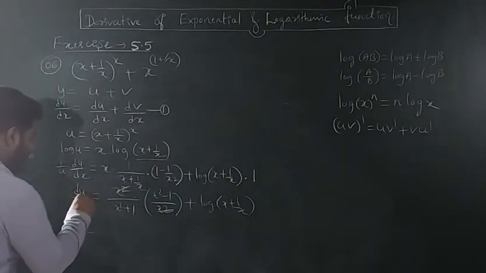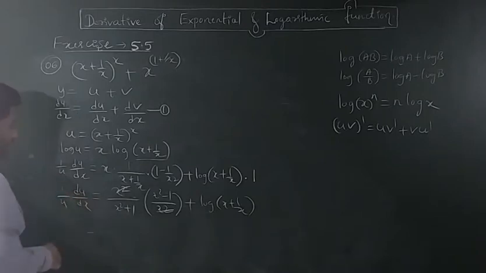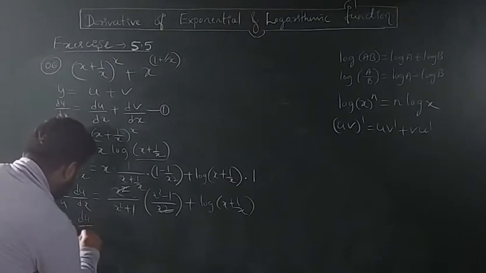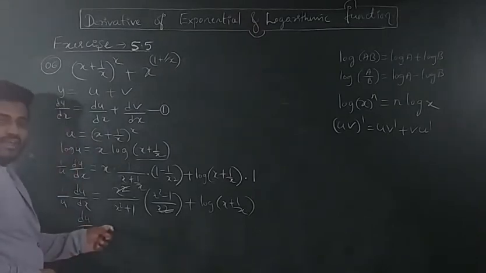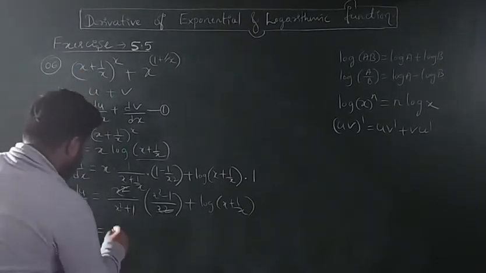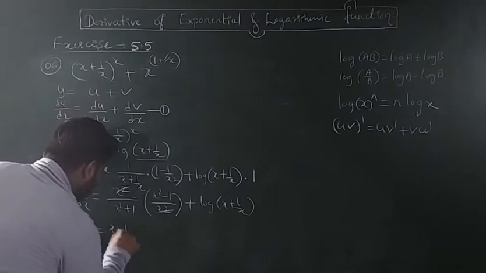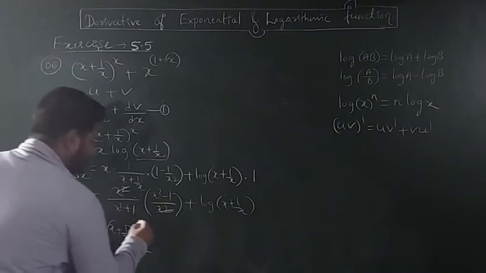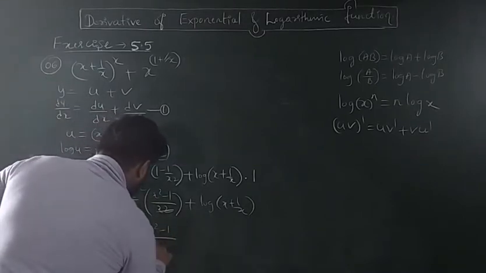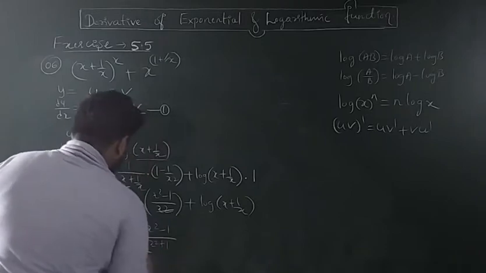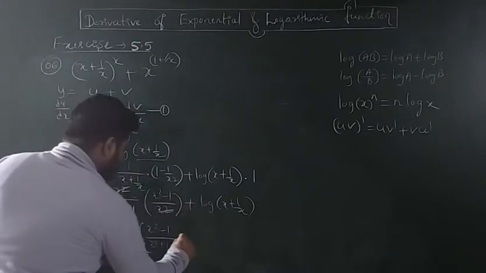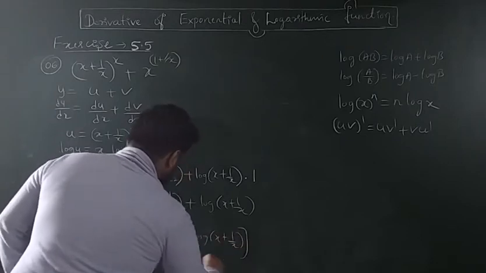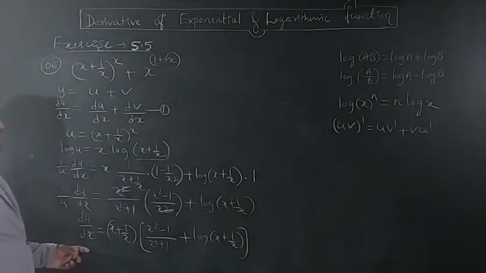This is du by dx times 1 by u. So now whatever the u value is, put it at the last term. So du by dx equals u into what we are getting. What is the u value? You write the u value here, x plus 1 by x, into x square minus 1, x square plus 1, plus log of x plus 1 by x. So this is the du by dx we got.